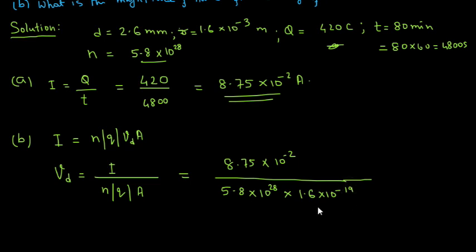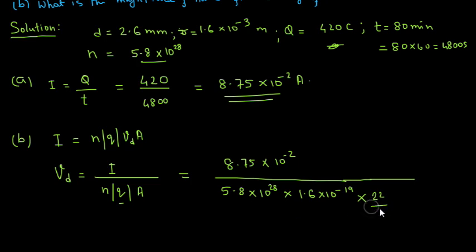So here there is a trick. They are talking about the electron, so we will take the charge of the electron here. Now multiply by pi r square. Area is pi r square.